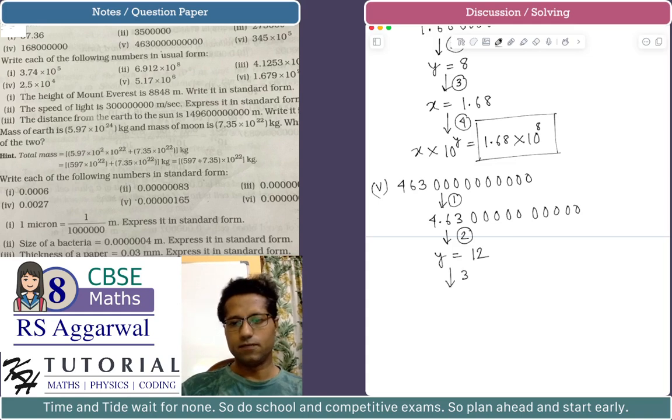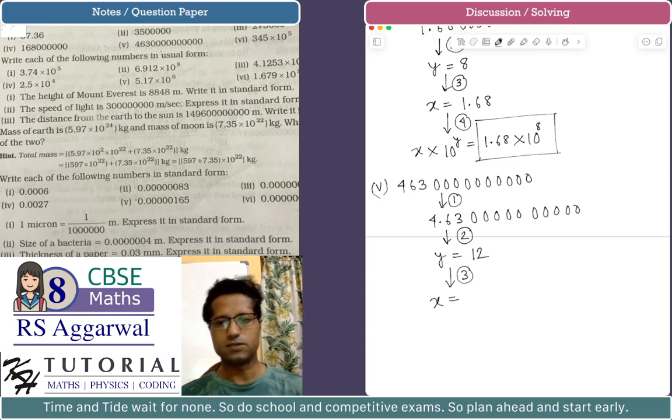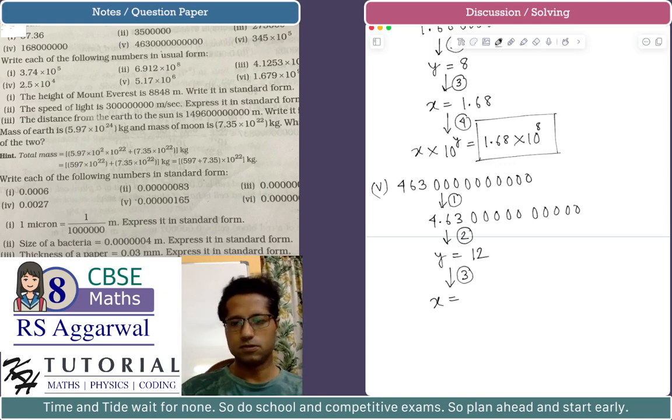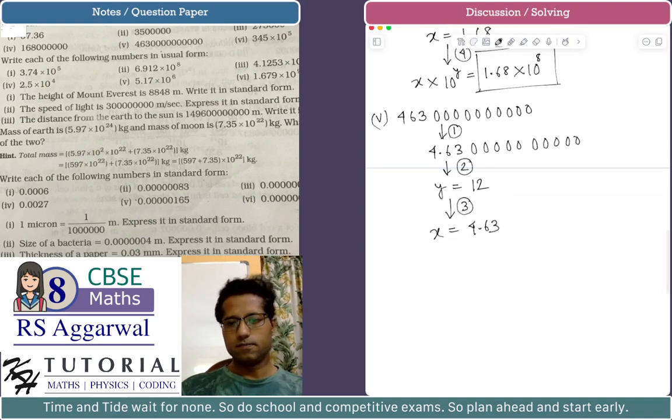Now after step 3, I will find x. What is x? The number after step 1 was 4.63 and then after 63, 10 zeros. So I will ignore all the trailing zeros. So all the 10 zeros I will ignore. So it becomes 4.63. So the final step is I get the standard form, which is x multiplied by 10 to the power y, which is 4.63 into 10 to the power 12. So this is the standard form.